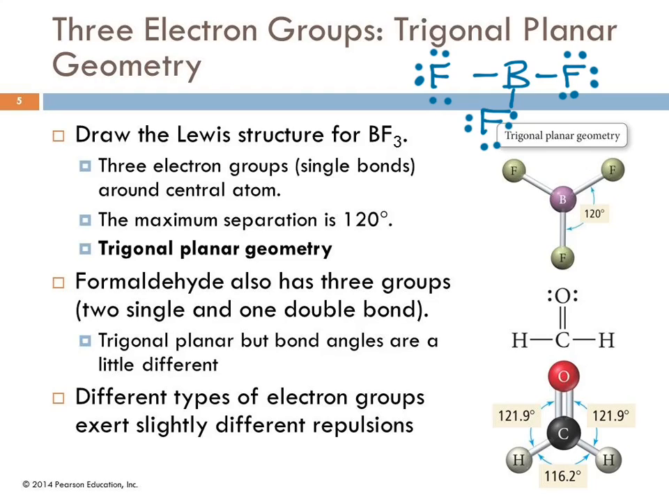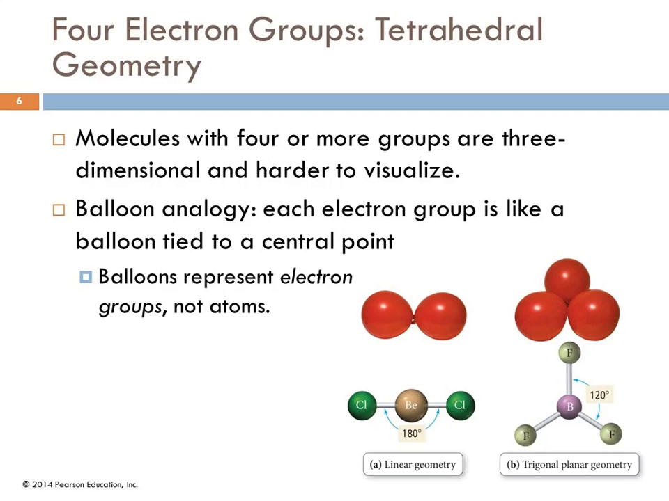Is that because of the lone pairs on oxygen? I think it's because of partly the double bond is being more repulsive, and then oxygen is going to play a part in that as well, being larger and stuff. It gets really complicated fast. When we have 4 or more groups, things get three-dimensional and it's a little harder to visualize.